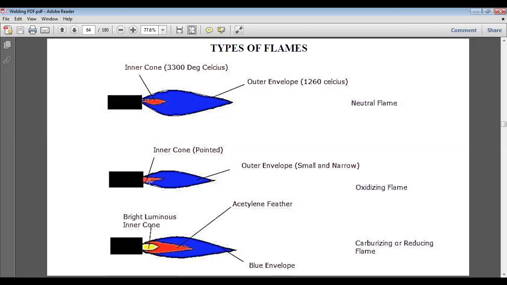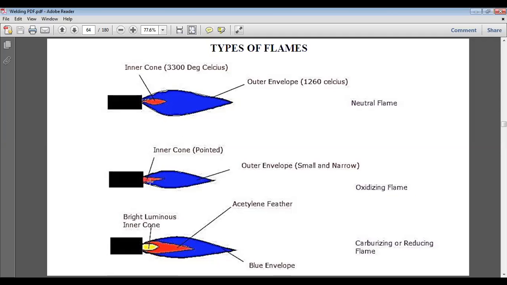This way the temperature is high, and this temperature of 3300 degrees centigrade is higher in the case of the oxidizing flame, where the mixture of oxygen and acetylene has a high content of oxygen as compared to acetylene. So this is called the oxidizing flame, and this is a high temperature zone, more than 3300 degrees centigrade.